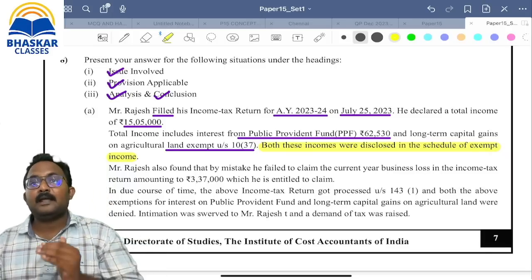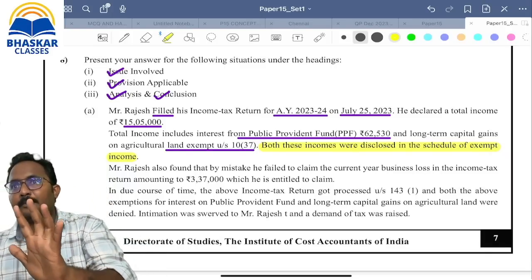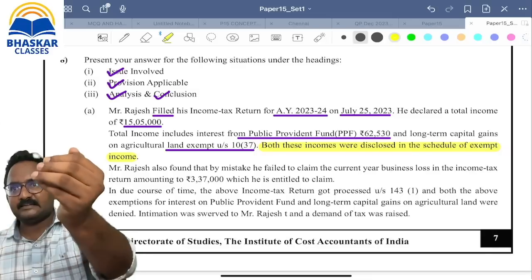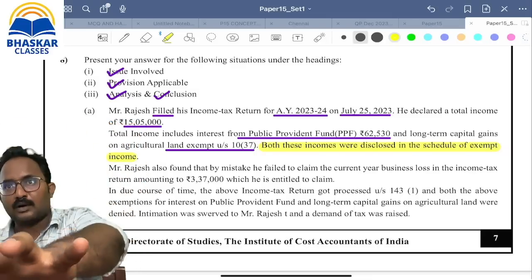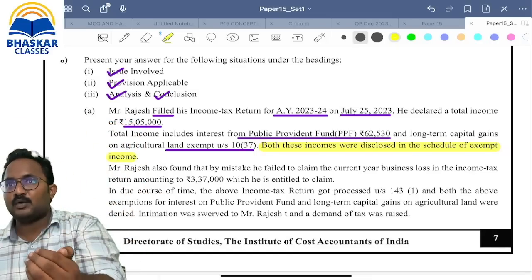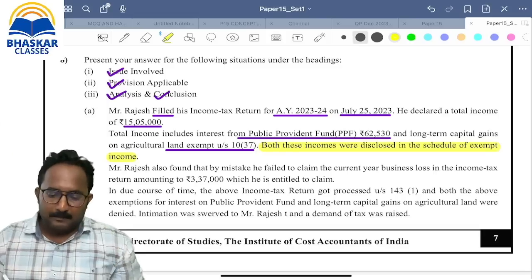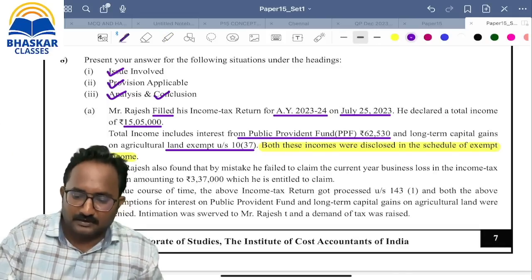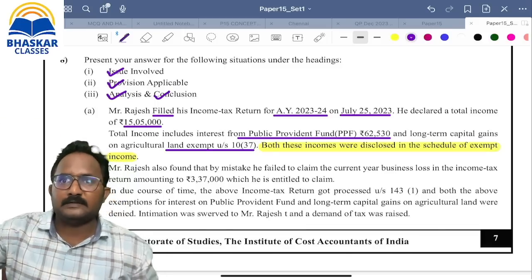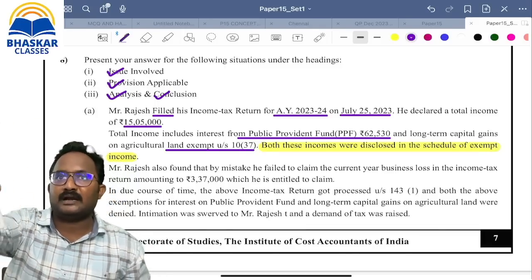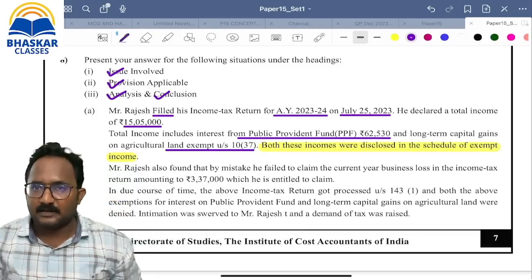So remember, public provident fund related interest is exempt. Public provident fund means a small scale business person can deposit in that PPF account. Whatever interest is taken from that account is completely exempt. Any person can deposit, even an employee or self-employed, you can deposit in a public provident fund account. Minimum interest they will give you, that is exempt.